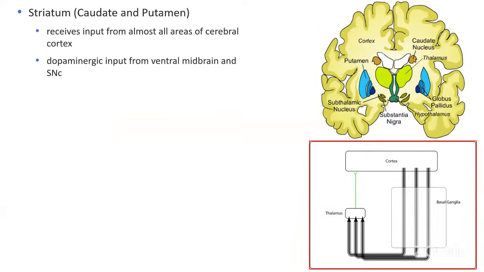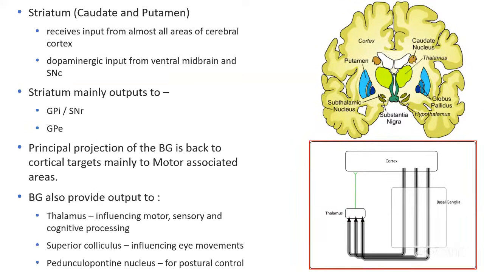Next. So here we can see striatum, which is made up of caudate and putamen. It receives all the input from the cerebral cortex. So this striatum is the input nucleus. Striatum mainly outputs to globus pallidus interna and substantia nigra pars reticulata, and also globus pallidus externa. Globus pallidus interna and substantia nigra pars reticulata are in both direct and indirect pathways, and globus pallidus externa has a role only in the indirect pathway.